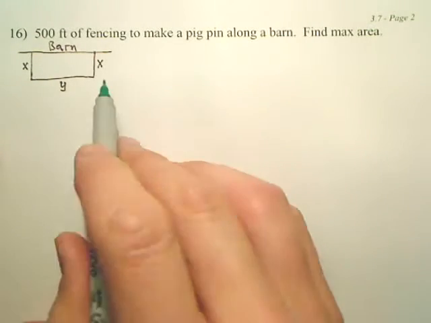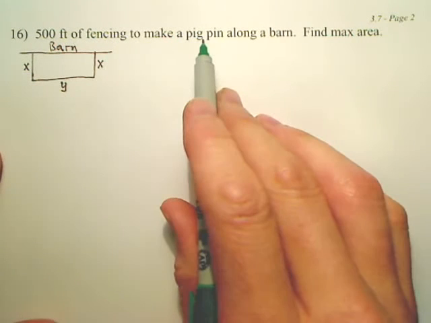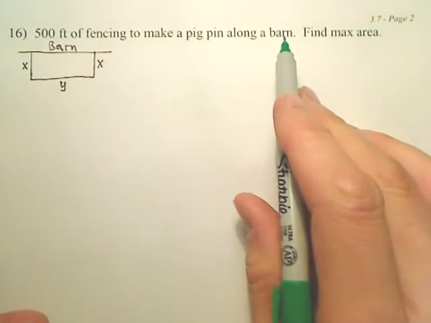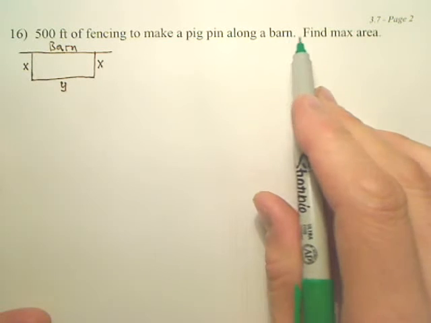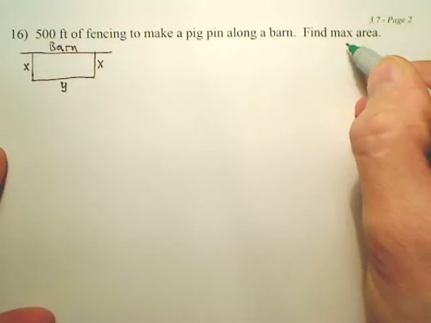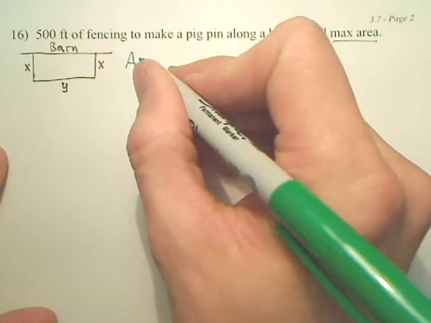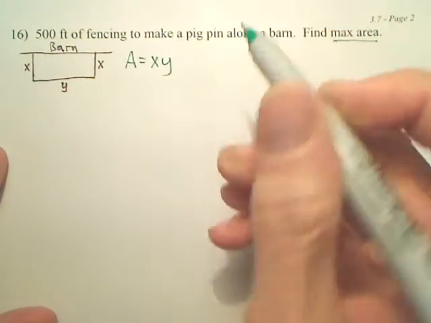Okay. For this 500-foot amount of fencing, that's your perimeter. You want to make a pig pen or horse corral. One side's a barn. Find the maximum area. So what we're trying to maximize is area. Area is going to be x times y.